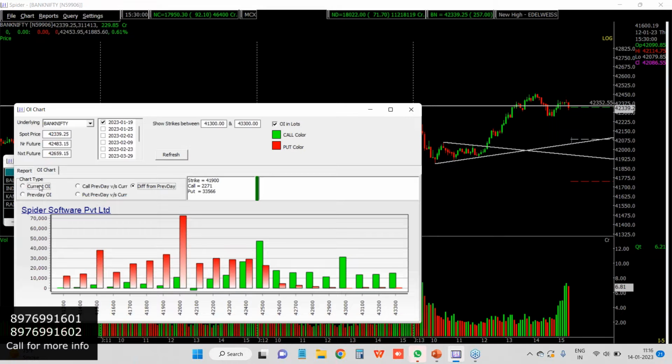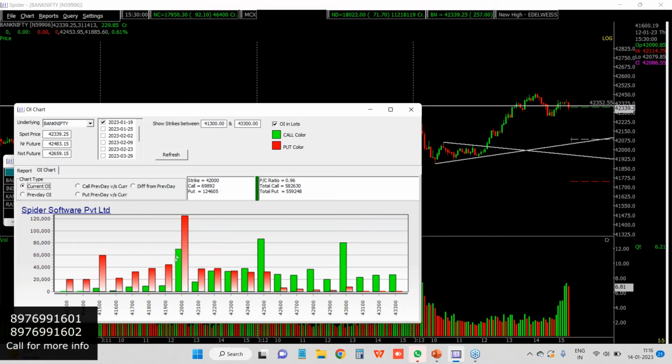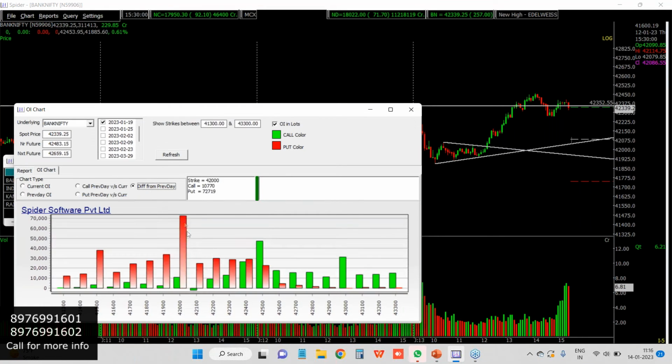So even though in the current OI you can see the call writers are half as many as put writers, in the current day only the put writers were active and the call writers at that position were not active. So it was an indication that the market will go positive from here onwards. And if you see the difference from previous day options, you will see there was no resistance nearby.